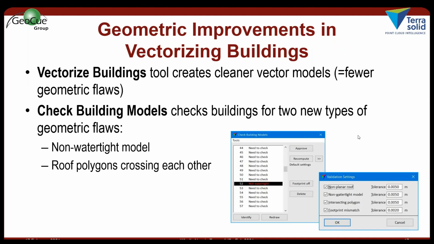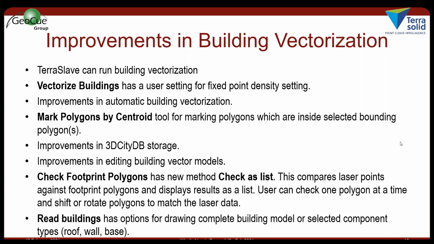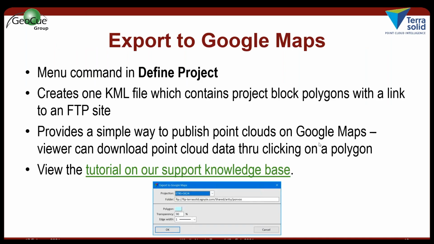There are a number of different improvements on the geometry side for vectorizing buildings and for doing full 3D vector models. There are improvements in the building vectorization process, and some new tools for checking the footprint polygons, things like that. There's also finding the centroid from polygons that fall within the bounding polygon. So there are some different ways to utilize that. There's a new tool in the project where you can export, which is useful for publishing your point cloud into Google Maps.